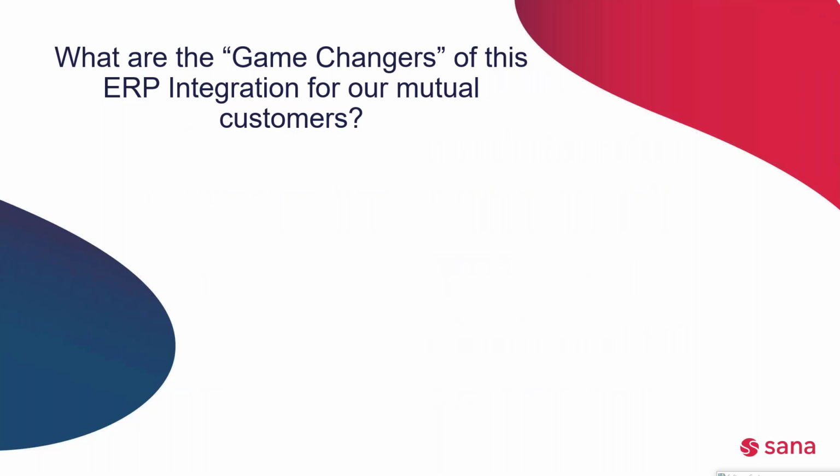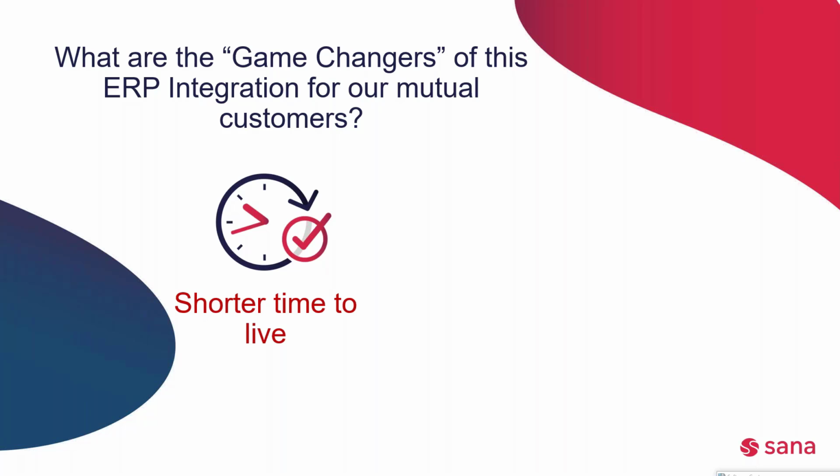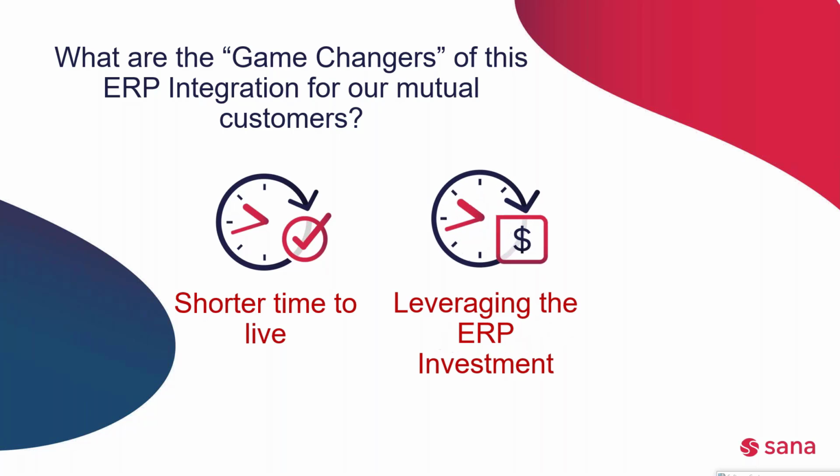So what are the game changers of ERP integration for our mutual customers? Shorter time to go live, so leveraging the ERP investment. They obviously invest a lot of money with SAP and the data, and it runs their business. So let's leverage that data. We can become trusted partners with this, using the information they've already got to project their business online. And because we're using the data they have, there's less risk in moving forward into e-commerce with Sana.